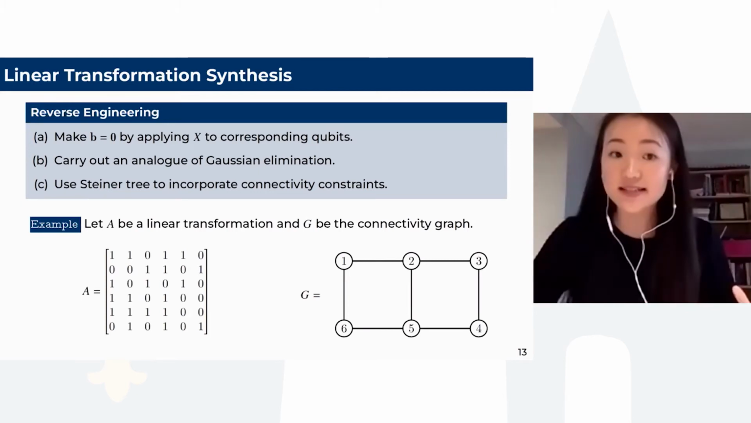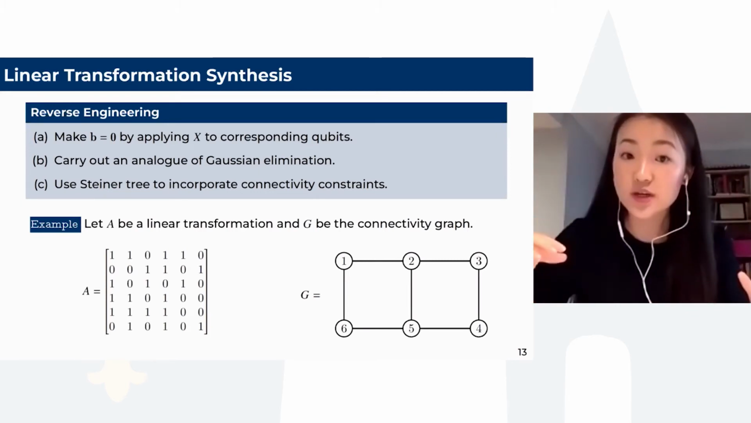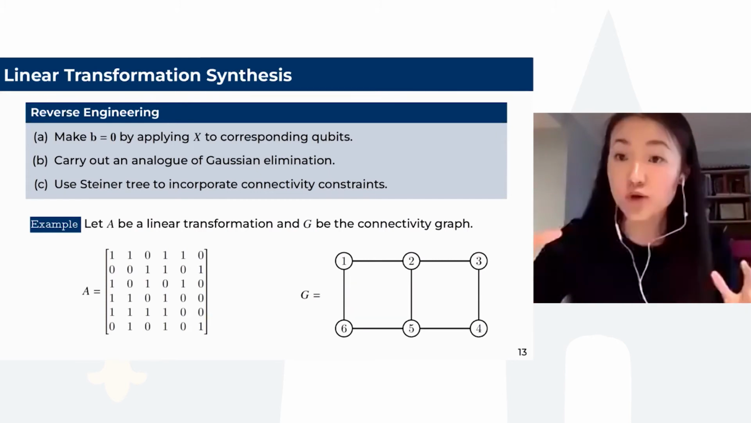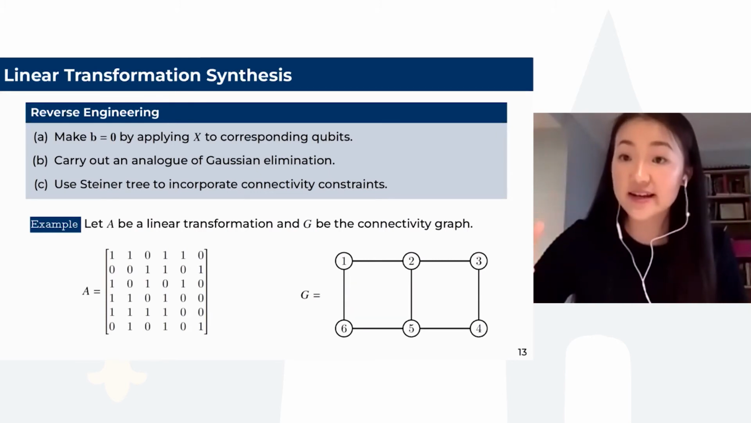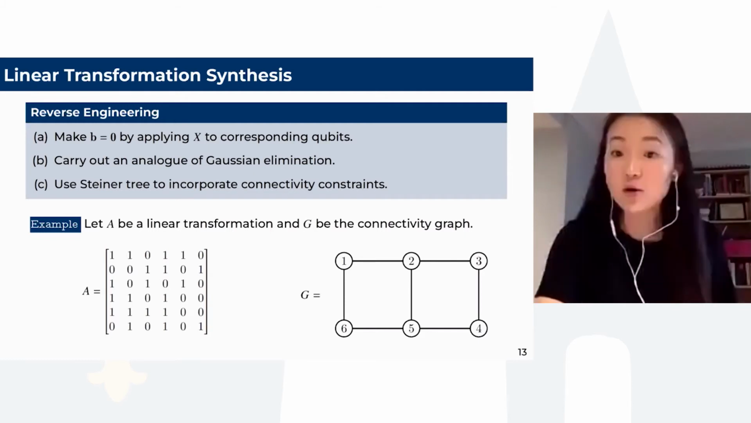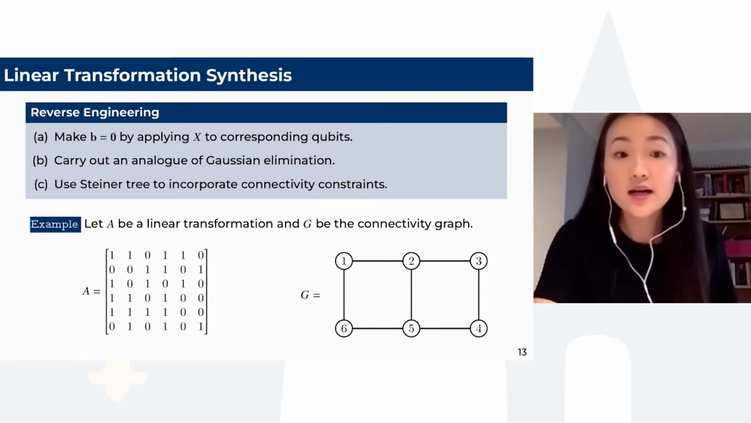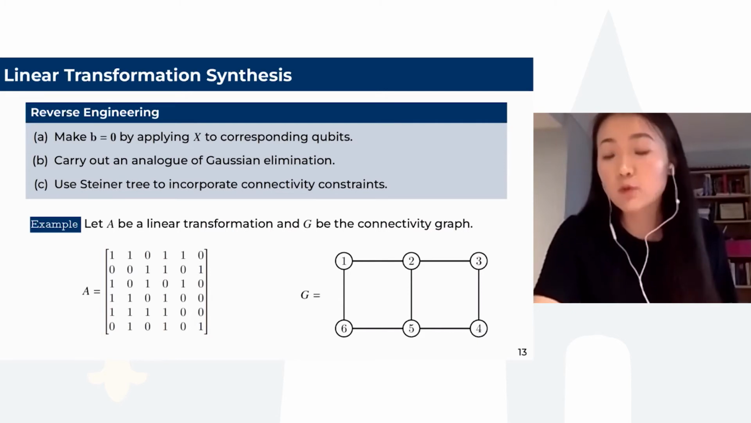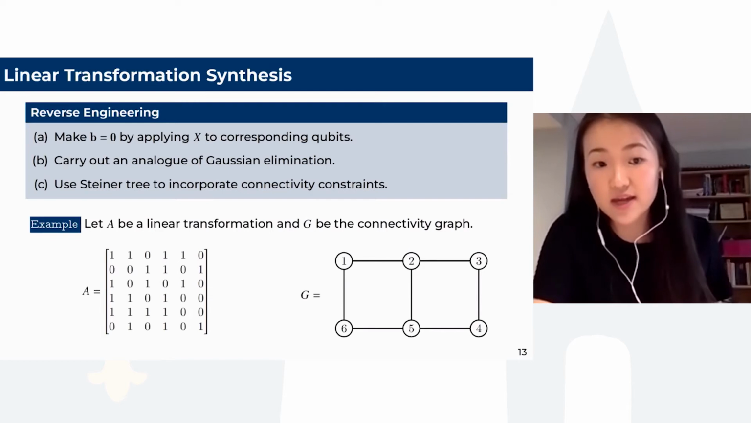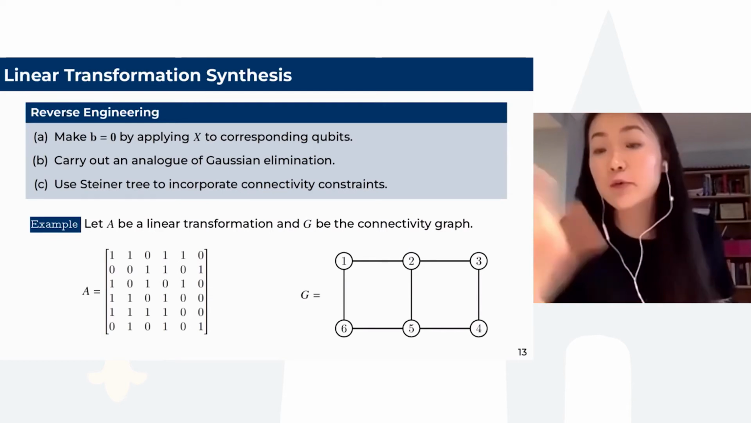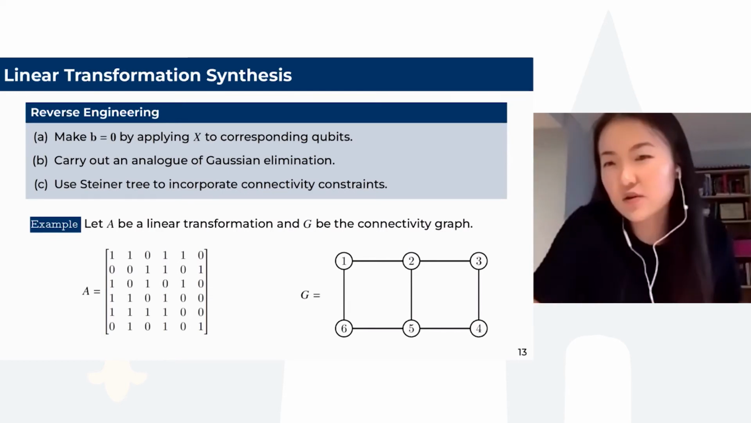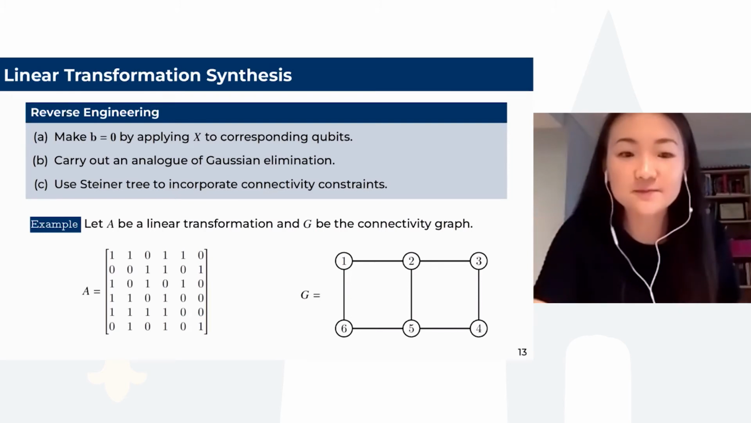And throughout this process, we'll use the Steiner tree to incorporate the connectivity constraints of the underlying hardware architectures. For example, let's say here we have this 6-qubit circuit, and the connectivity constraint is like a grid. We first register the linear transformation in this augmented matrix, and we're eliminating the last column since they are just all zeros or all ones.